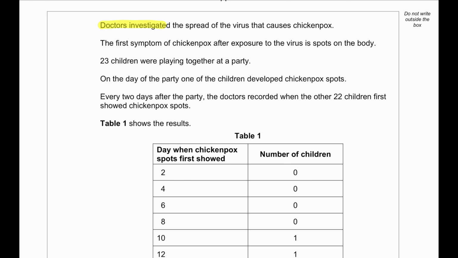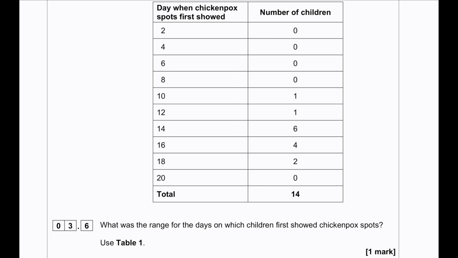Doctors investigated the spread of the virus that causes chickenpox. The first symptom of chickenpox after exposure to the virus is spots on the body. 23 children were playing together at a party. On the day of the party, one of the children developed chickenpox spots. Every 2 days after the party, the doctors recorded when the other 22 children first showed chickenpox spots. So we can see the day when chickenpox spots first showed, up until 18 days we can see spots. It increased from 10 days to 14 days, and then the number of spots showing decreased as well.